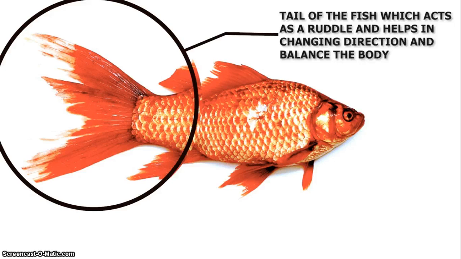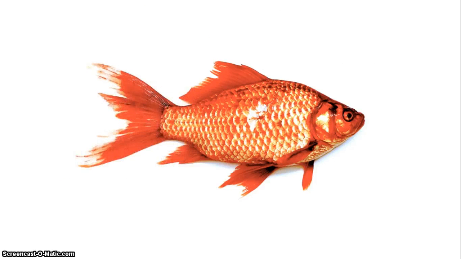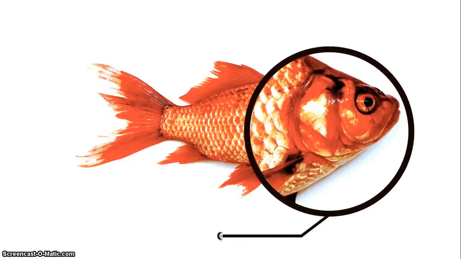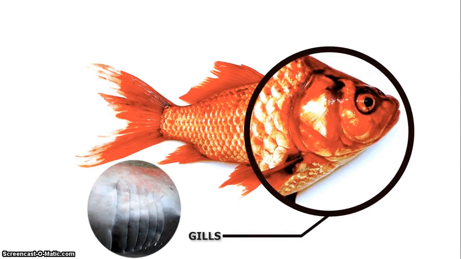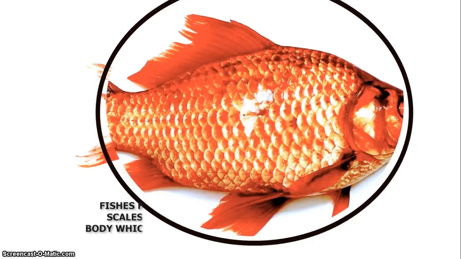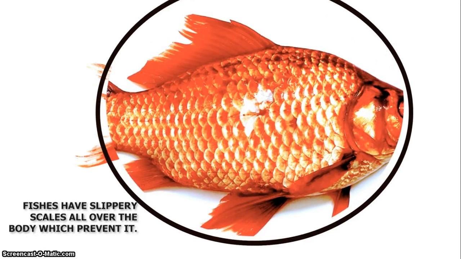Fish have developed an organ called gills. Gills absorb oxygen dissolved in water. These organs cannot absorb oxygen from open air, and thus when a fish is brought outside of water, it suffocates and dies. Most of the fish might have danger of getting wounded from stones or from fights with bigger fish. Fishes have slippery scales all over the body which prevent it.